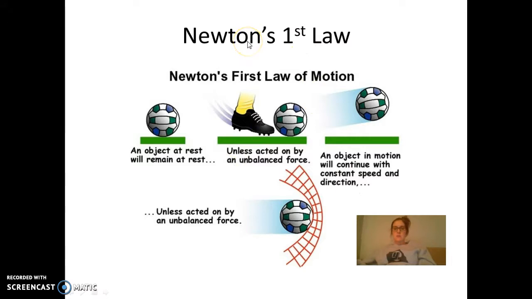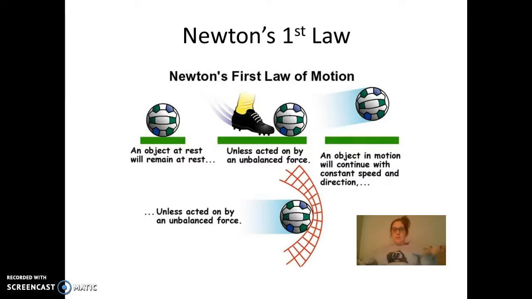That brings us to Newton's first law, which says an object at rest will remain at rest, an object in motion will remain in motion unless acted on by an unbalanced force. We also call Newton's first law the law of inertia, which is an object's tendency to keep doing whatever it's doing, okay? It doesn't want to change. In order to change an object's motion, you have to have an unbalanced force, okay? Lots of unbalanced forces that you don't think about naturally take place, like gravity and friction, okay?